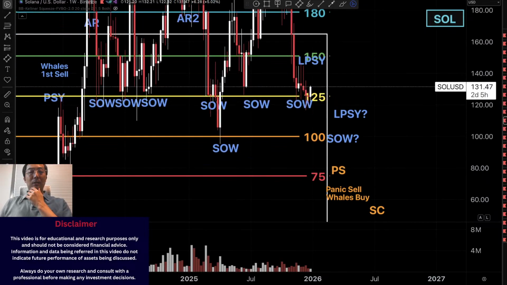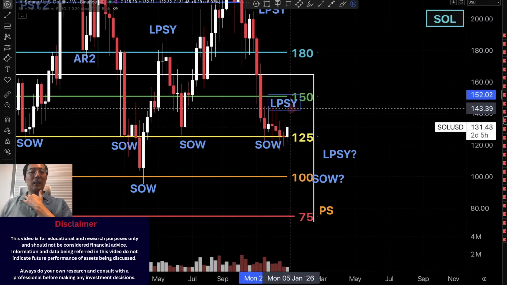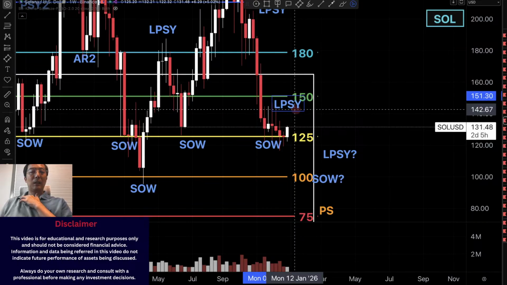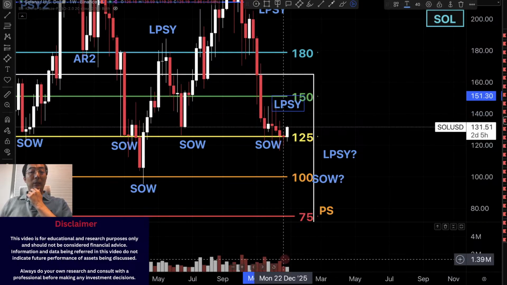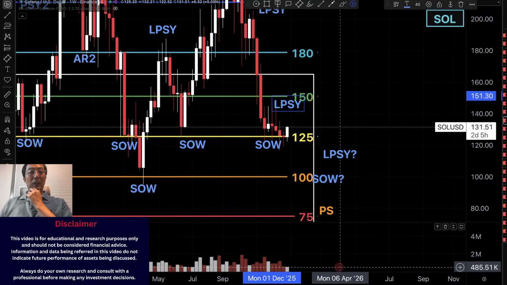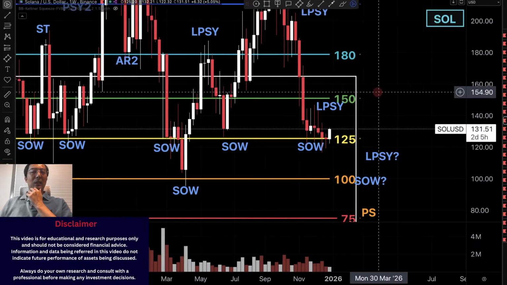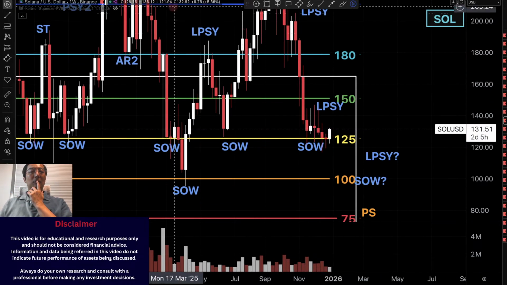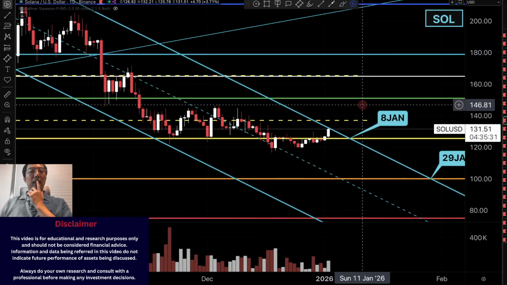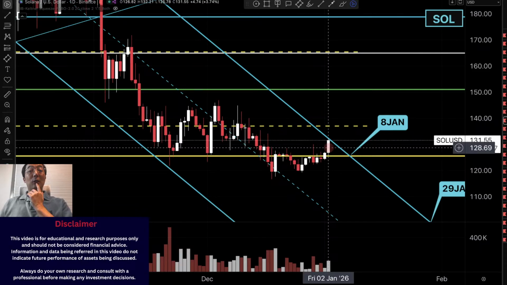So Solana is still going through the stage of showing us a sign of weakness and potentially coming up for an LPSY. However, the volume is actually about 50-60% of the past 2 months. So it's not a pretty strong rebound.